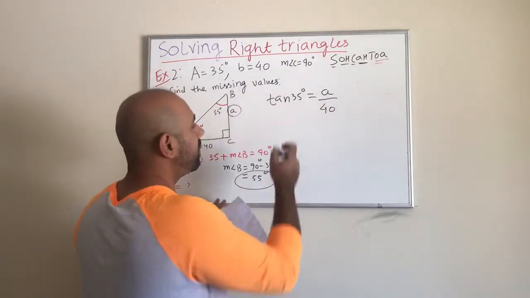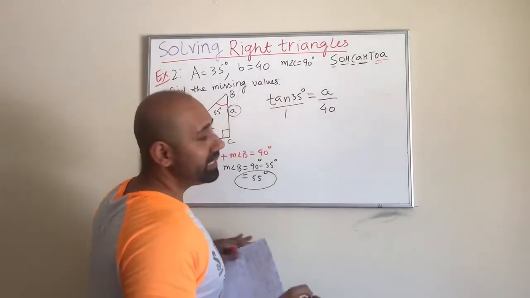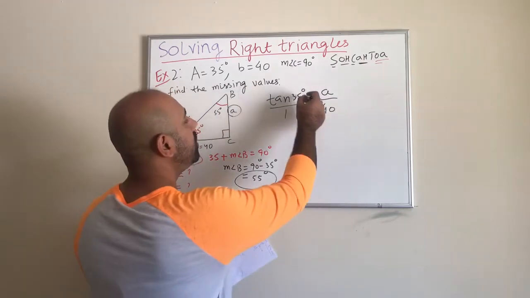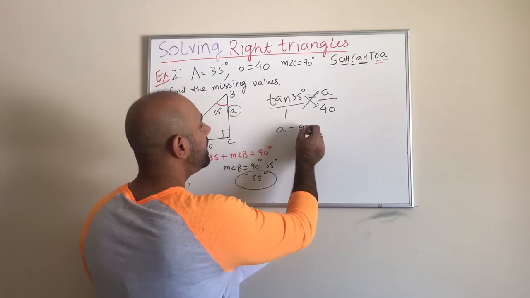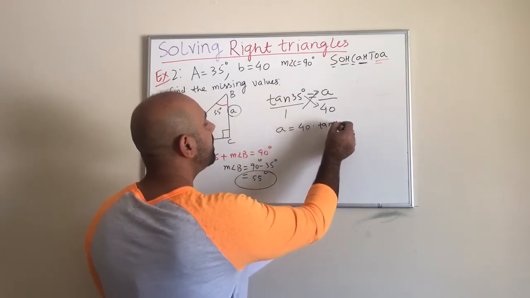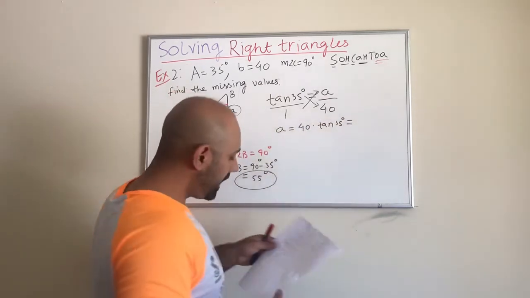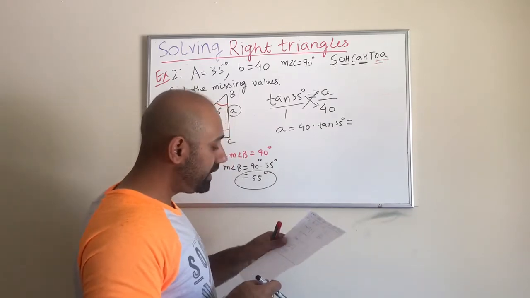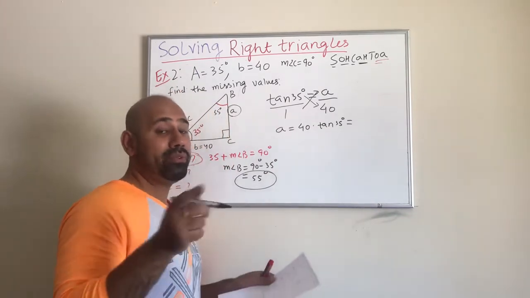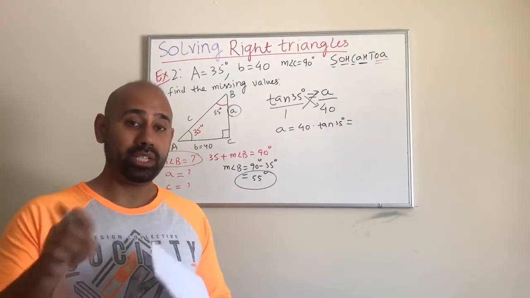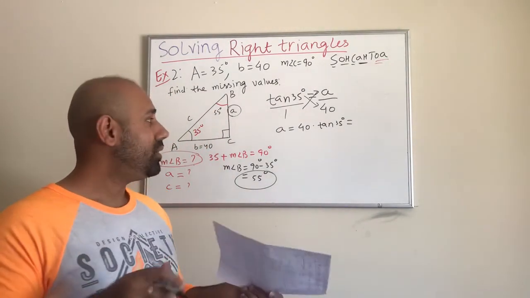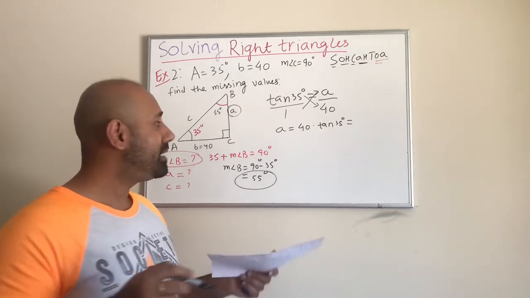Guys, to solve for A, we have to think of an invisible 1 downstairs here, and then you simply cross multiply. A times 1 is A, and this is 40 times tangent of 35. I'm going to use my calculator for that. 40 times tangent of 35 degrees. Keep in mind, this is in degrees. If your calculator is not in degree mode by default, then first you have to change it to degree mode, and then you type in 40 times tangent of 35.